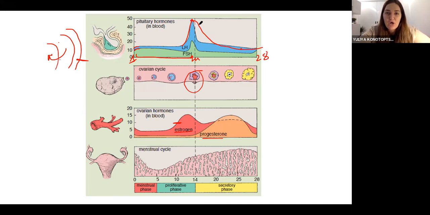When LH is super high, inside of your follicle, as you remember, we have remnant cells, right? We have the theca interna and granulosa cells. So this is what is left in the follicle after ovulation. Because LH is super high, these granulosa cells and theca interna, which are left behind, undergo a process which is called luteinization. And luteinization basically means that these cells turn to become some kind of endocrine cells.